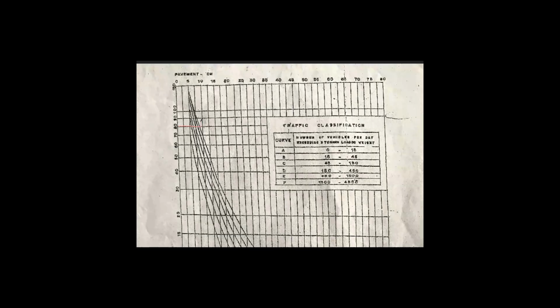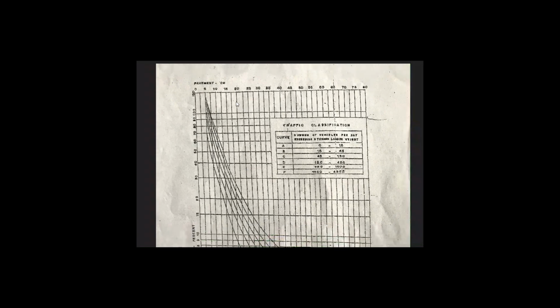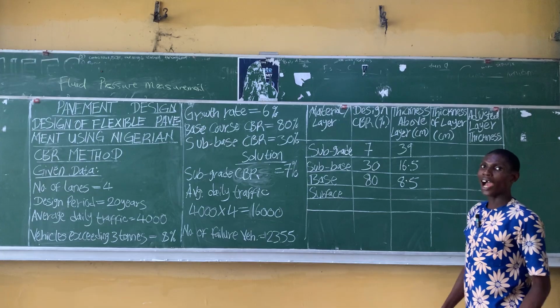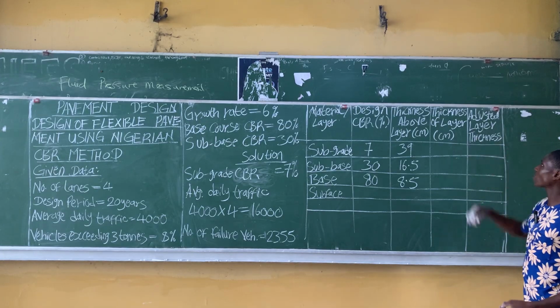We move a vertical line upward. It should be straight, but this drawing is not that accurate. If we do that very well, we have it to be 8.5. So we have been able to get our thickness above layer for the different layers using the respective CBR rule. Now, our next task is to determine our thickness of layer.